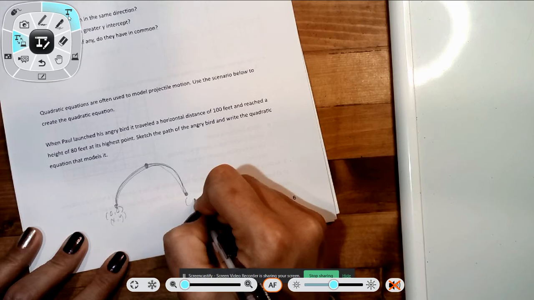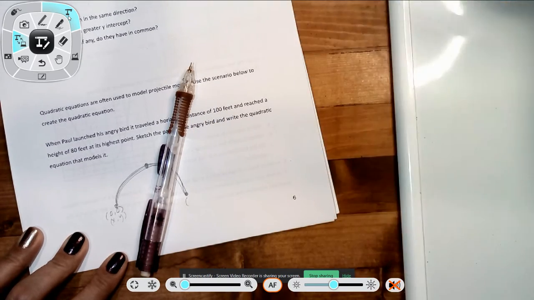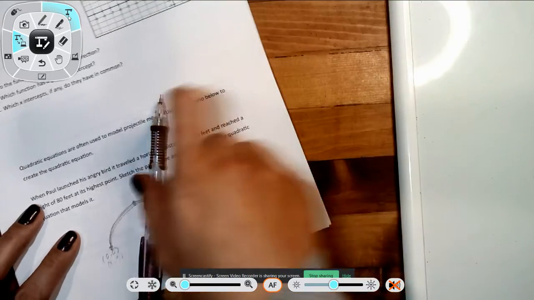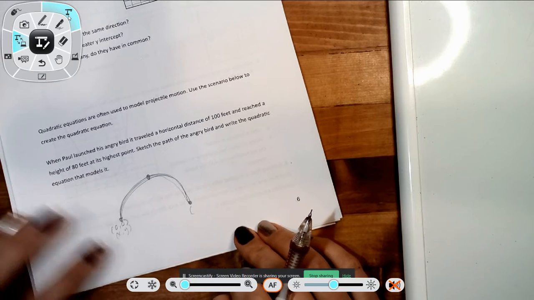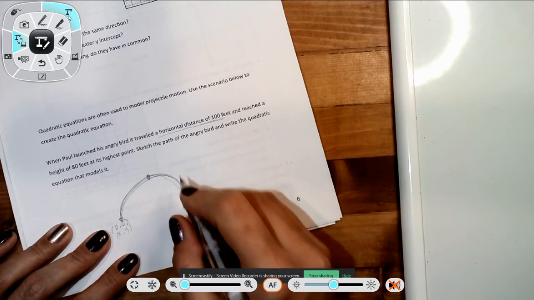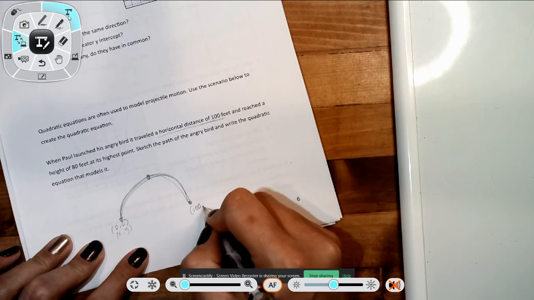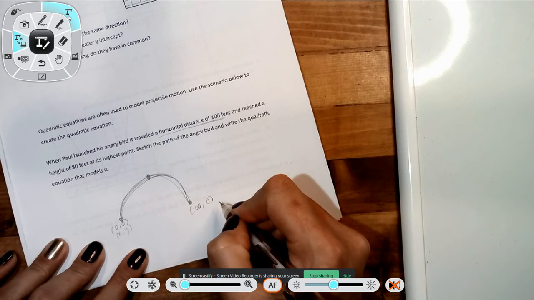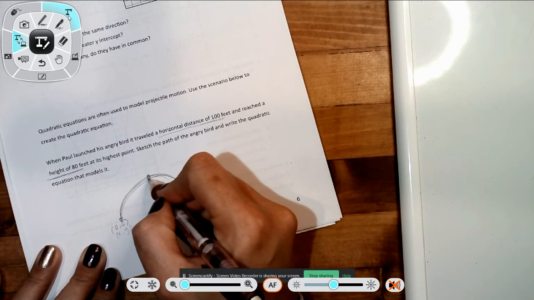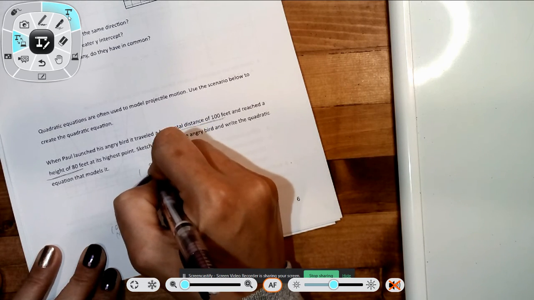We have this certain distance that it's traveled, which in this case is 100 feet, a horizontal distance of 100 feet. So it lands 100 feet away from where it started, but it has a height of 0 because it's on the ground. And then we have this other number in our problem that says it's a height of 80 feet. So right here we have our height, that's our maximum, that's our y value, and our x value.